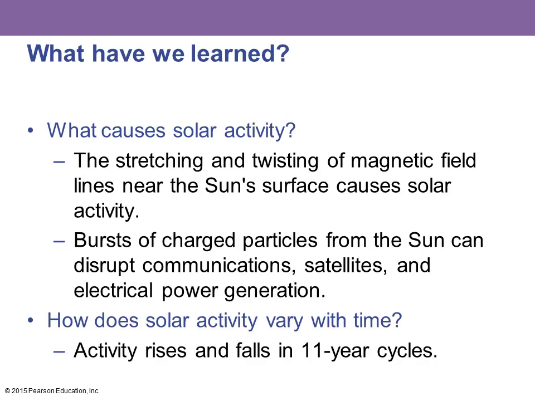So there's a definite correlation between what the sun is doing in terms of magnetic field lines and those lines being disturbed or twisted, and what we sense here within a matter of only a couple of days after these events occur. So how does solar activity vary with time? There seems to be a rise and fall of these activities in an 11-year cycle.